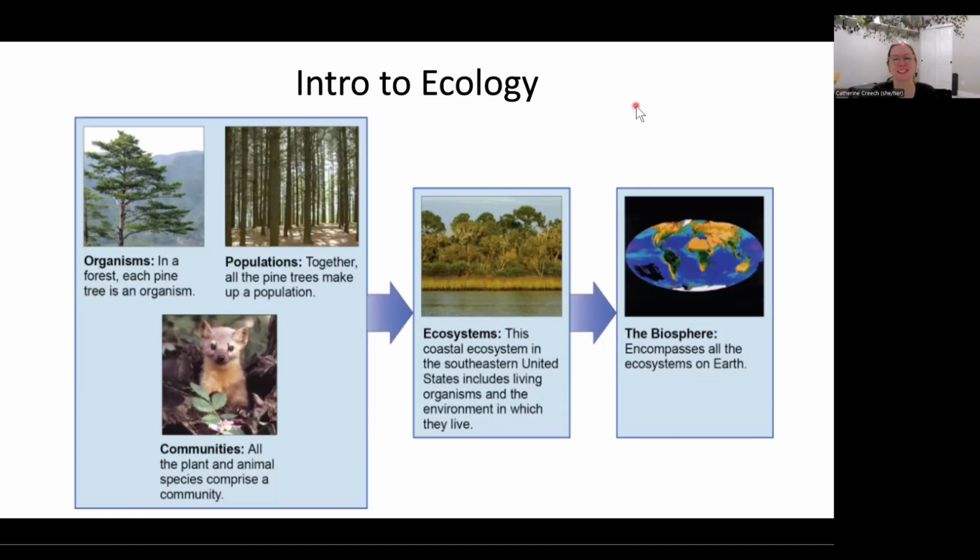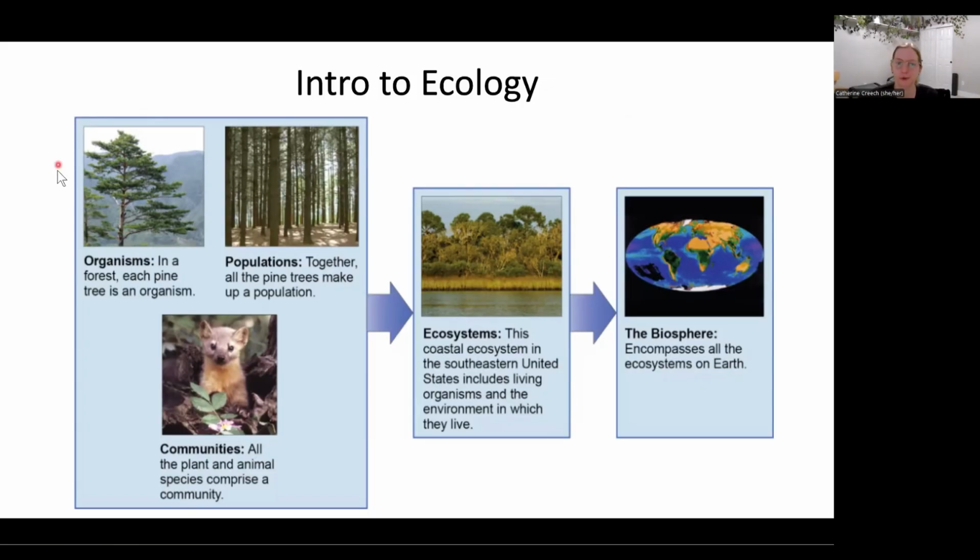Hello, biologists. Today we're going to talk about ecology, which means we're going to talk about weather, climate, and biomes. But first, how do we study ecology? We can start by studying an organism, which is a single individual of a species, such as this pine tree.